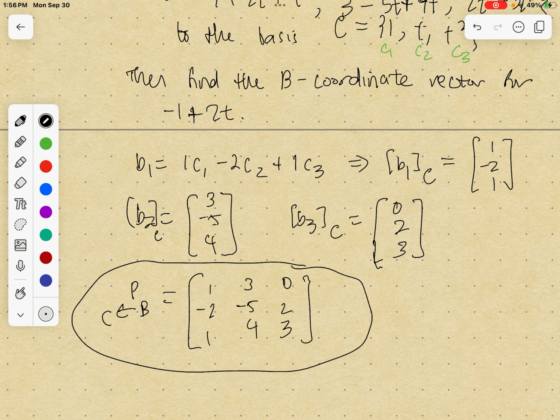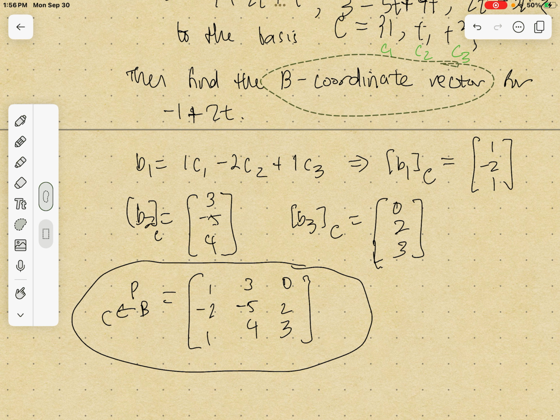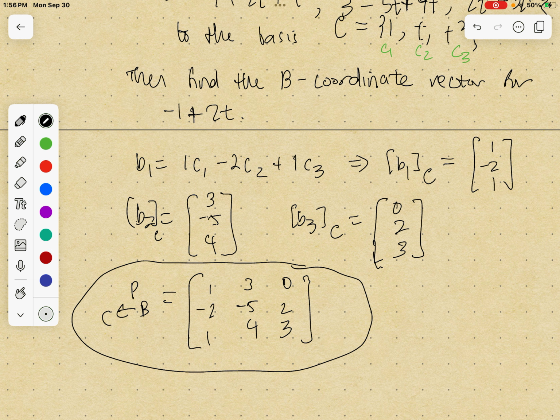And then find the B coordinate vector for -1 plus 2t. Okay, so here it's actually asking for the B coordinate vector, right? So to do that, we can write this polynomial in terms of the basis C. Let's call this P of t. So P of t relative to the basis C is going to be -1 plus 2t plus 0t squared.